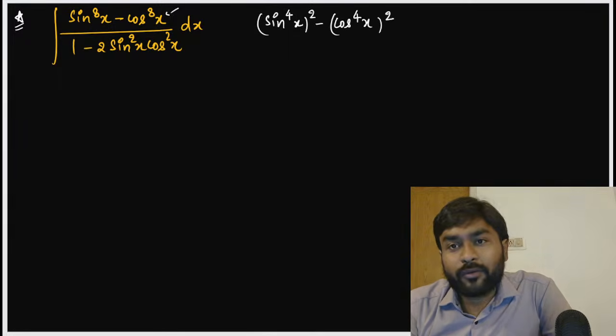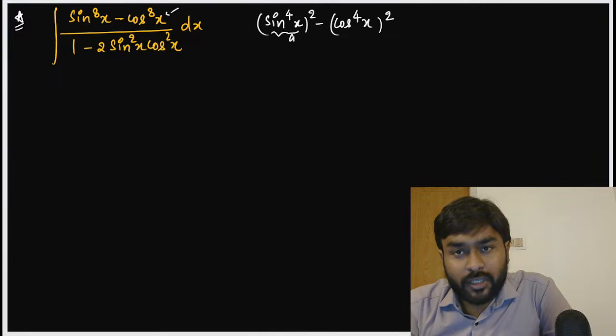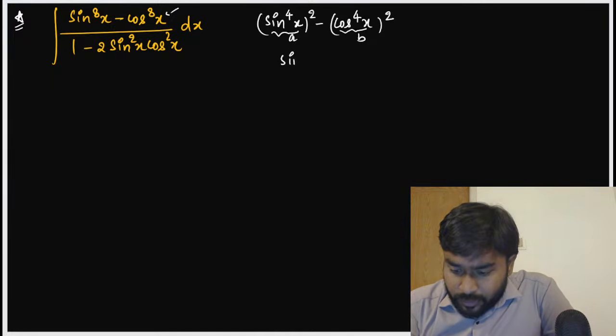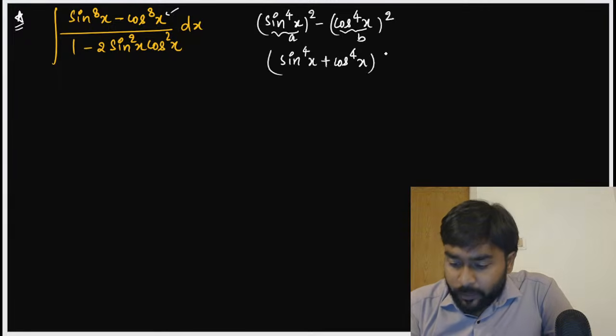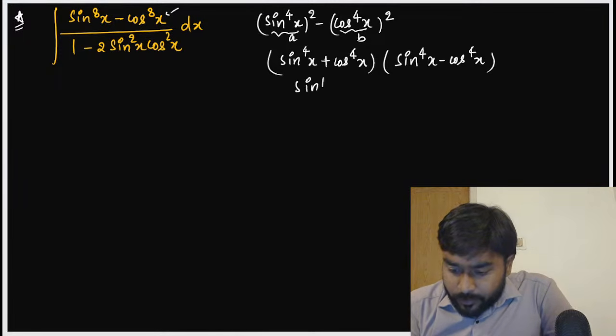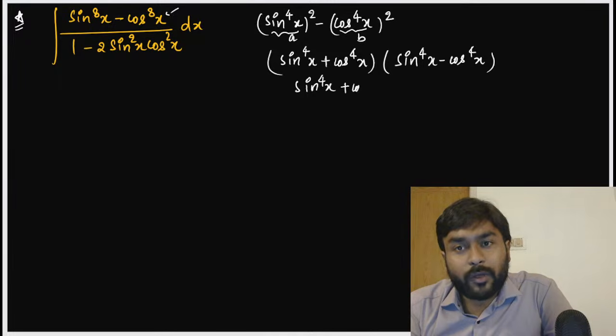Okay, so this will become a square minus b square. What is a? This one is a and this one is b. So a square minus b square is a plus b, a minus b. So a plus b is sine power 4 plus cos power 4. Now a minus b will be sine power 4 minus cos power 4. So this one we can't break, but this one we can break again. So we write the same sine power 4 plus cos power 4, but this one we are breaking again.